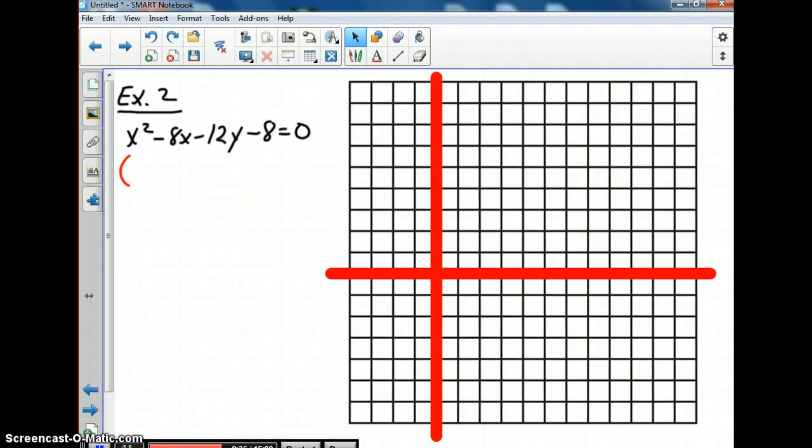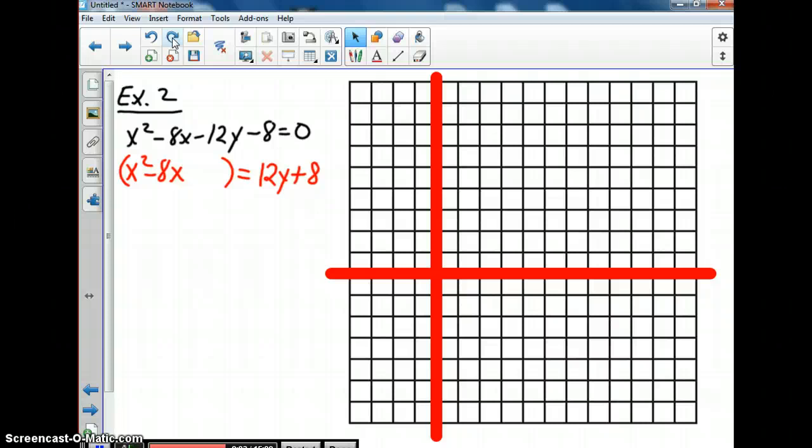All right. So here's the first thing now. You're going to get the x's together and put the y's on the other side. Whatever's squared, you put on one side, and all the stuff that's not squared, you put on the other side. So the x is squared, you put its partner with it, the -8x. And then the other guys you put on the other side.